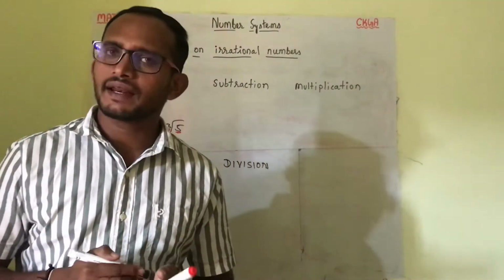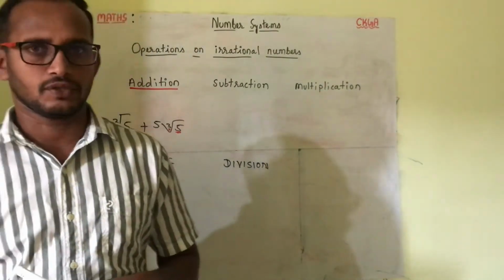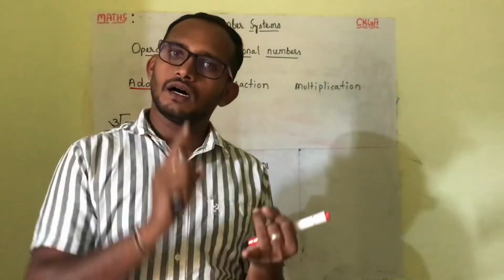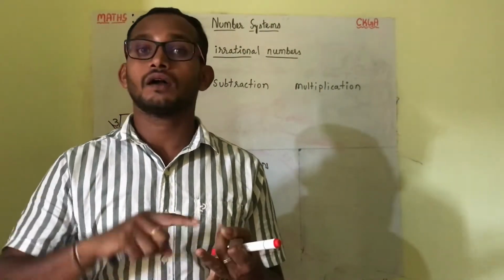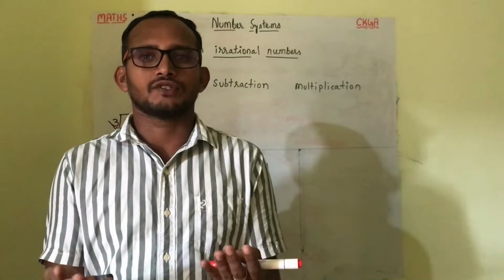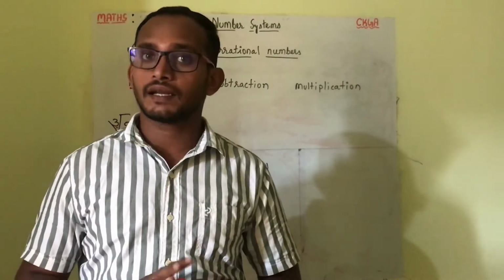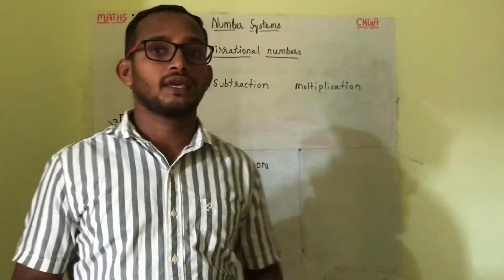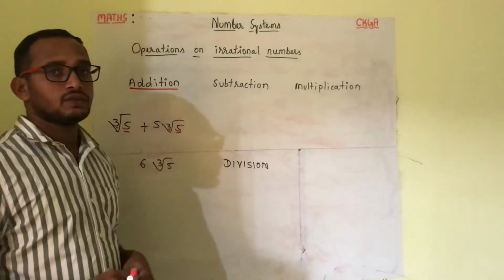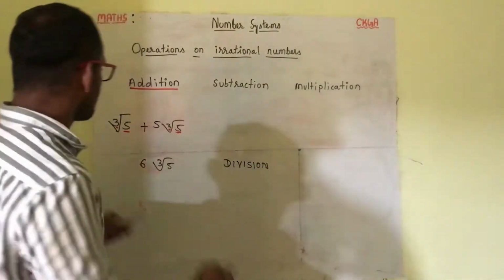So how do I recognize unlike irrational numbers? It's so simple. Either radicands might be different or orders might be different. In all the cases, you can conclude that they are unlike terms. Unlike terms cannot be added. So let's go to the subtraction process.